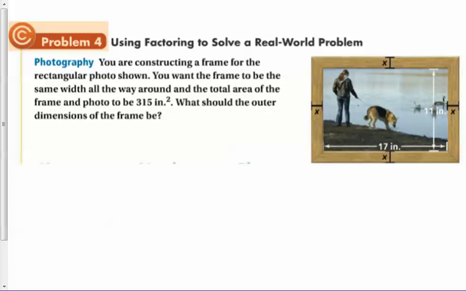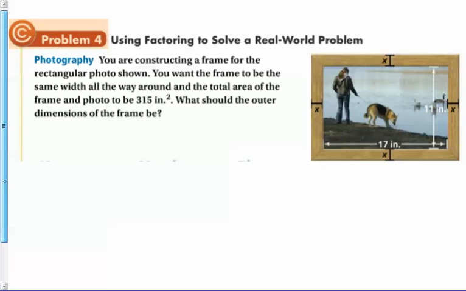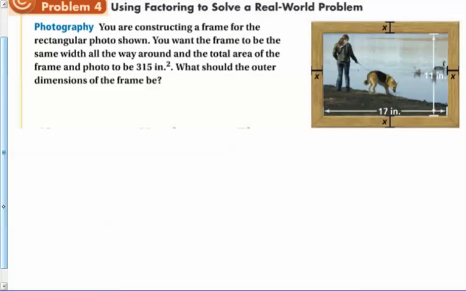All right, here's a problem, using like a story problem. It says you are constructing a frame for the rectangular photo shown. You want the frame to be the same width all the way around and the total area of the frame and photo to be 315 inches squared. What should the outer dimensions of the frame be?